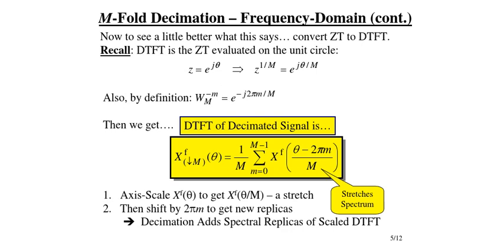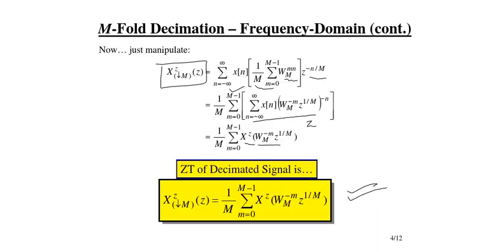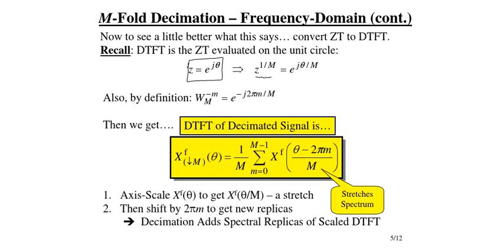Now we replace z by e to the power j theta to get the DTFT, or the frequency response, so just substitute it. We know that in the last expression we have z to the power of 1 by M. So what will z to the power 1 by M be? It will simply be e to the power j theta upon M, right? And we already know the definition of W to the power of minus m. It will simply be e to the power j 2 pi by M. So m is extra, so we can write it like this.